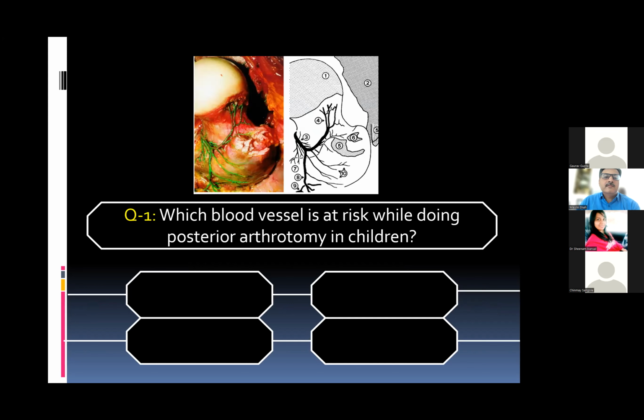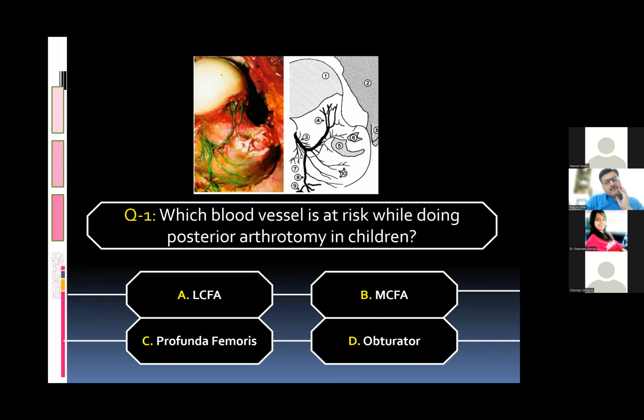First question: which blood vessel is at risk while doing posterior arthrotomy in children? Lateral circumflex femoral artery, medial circumflex femoral artery, profunda femoris, or obturator? The bar on your right side is an animation showing 10 seconds, but you can take 15 seconds.